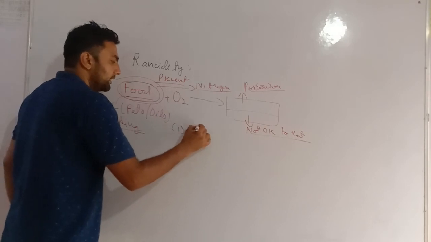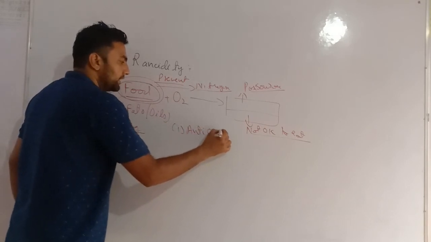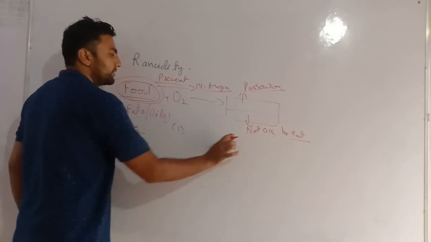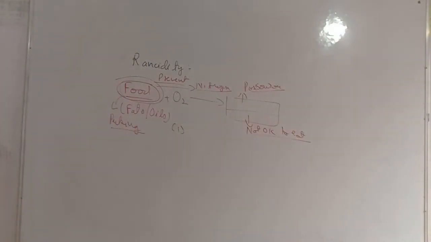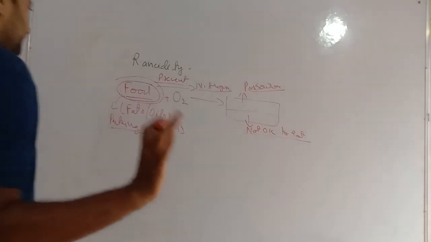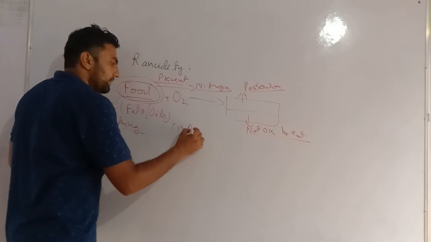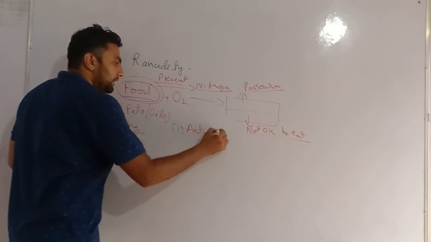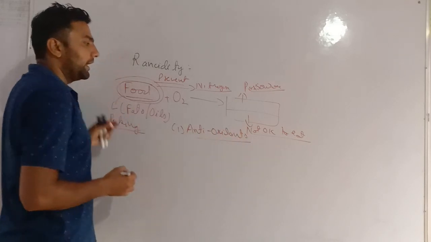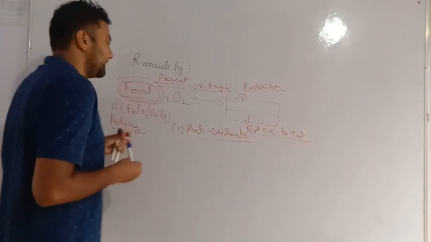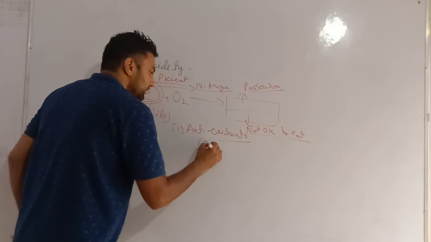First one is by using antioxidants. Actually, for this, we need to use antioxidants, not oxidants. Let me tell you what antioxidants are. Antioxidants are reducing agents.